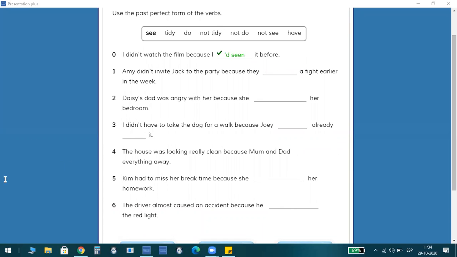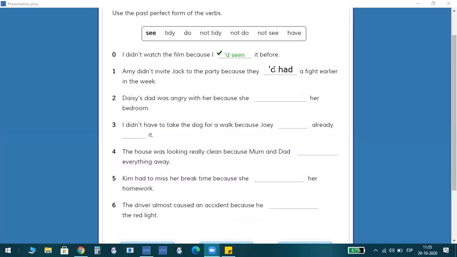Amy didn't invite Jack to the party because they had... Towers? Yes, I'm here. Have or something like that. Okay, so they had. Can you say that, please? They had. They'd had. Yes, they had.